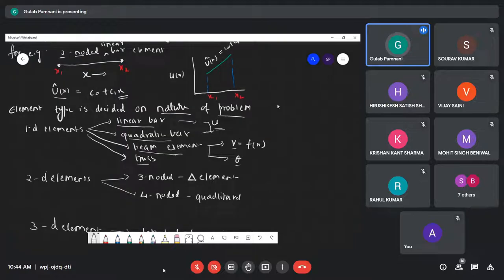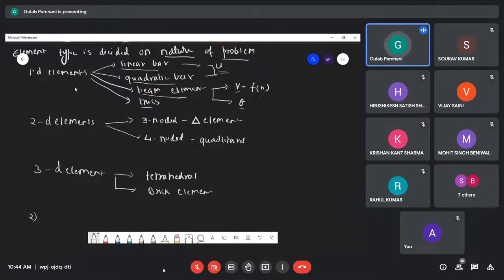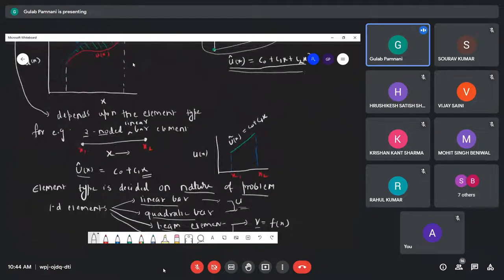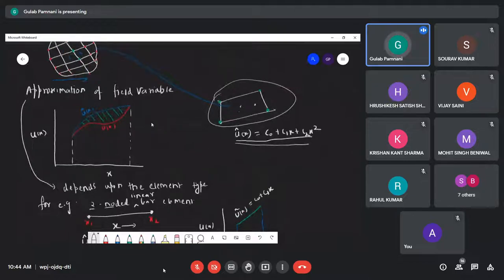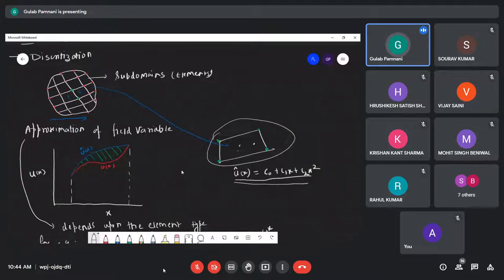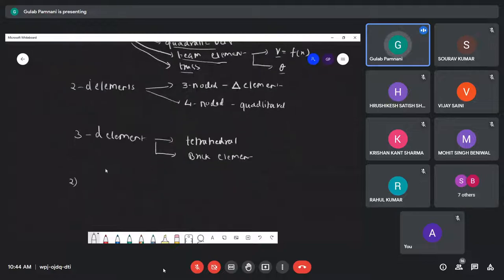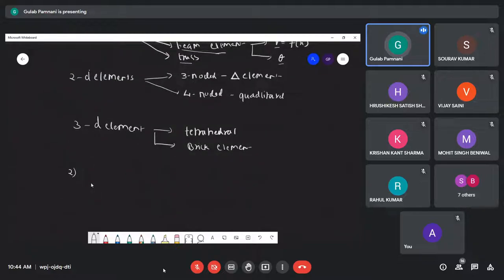फिलहाल तो चलो हमने डिस्क्रिटाइजेशन की बात कर ली. So we have understood the discretization in FEM. I hope discretization is clear to us. For what we do in discretization, we basically divide the domain into subdomains, and how we choose the element type is based on the nature of the problem. And when we are choosing the element type, we are basically approximating the variation of field variable also within the element. Right.